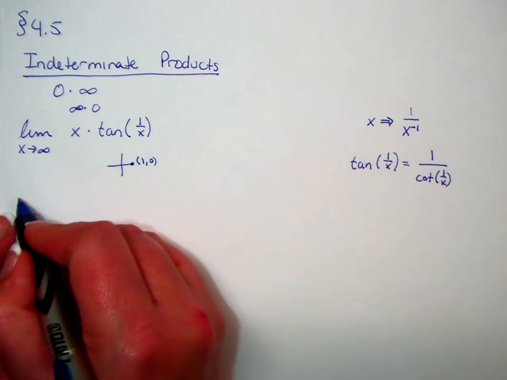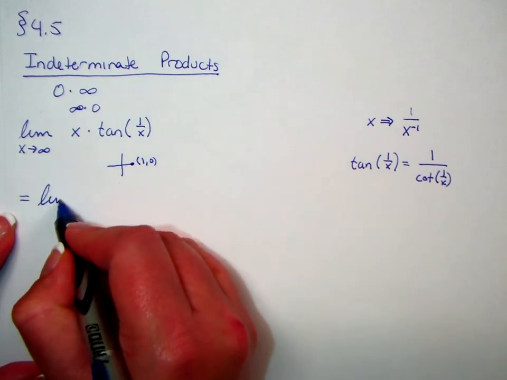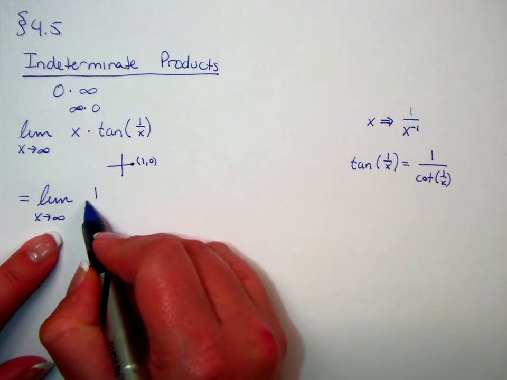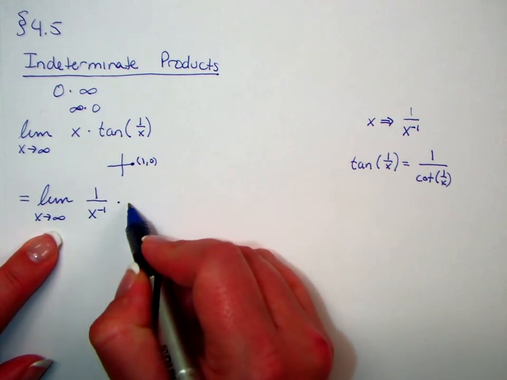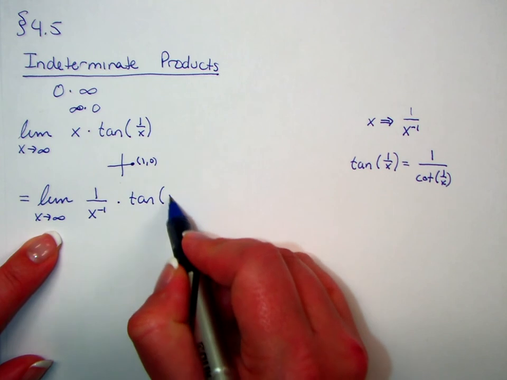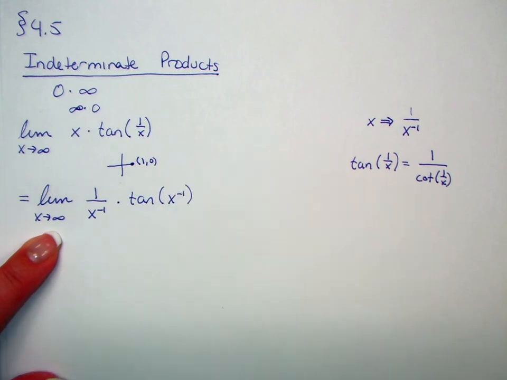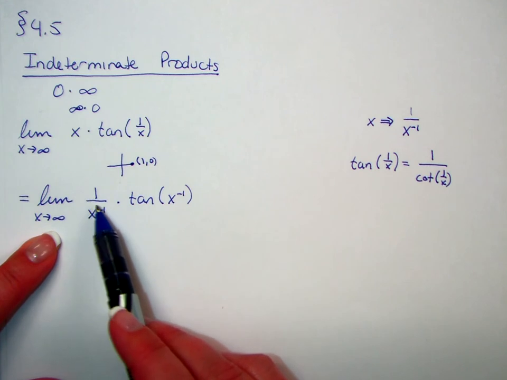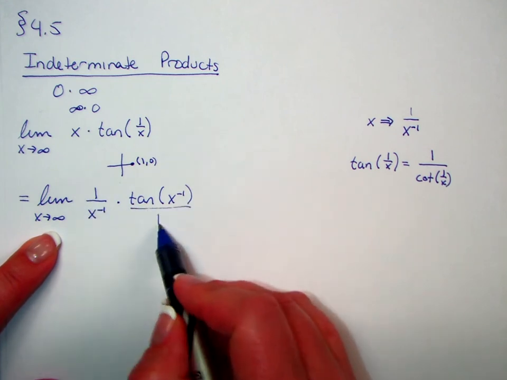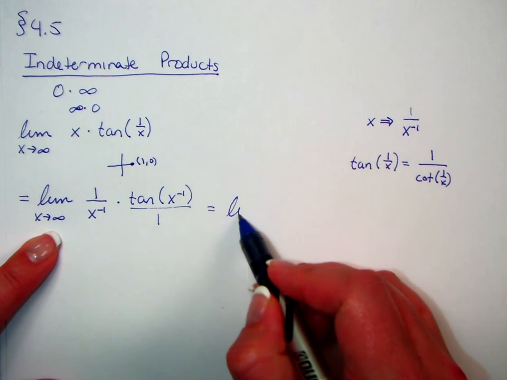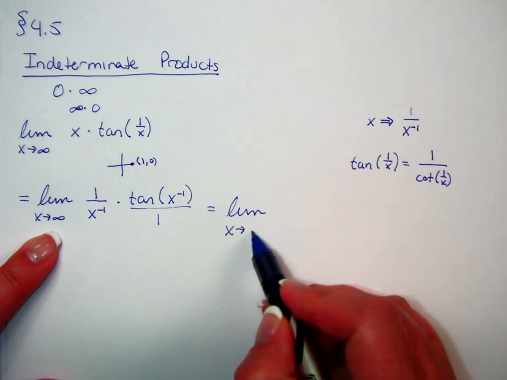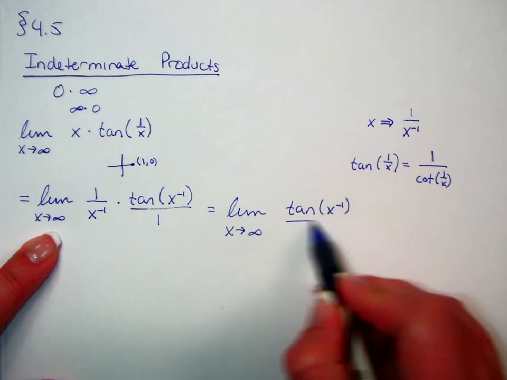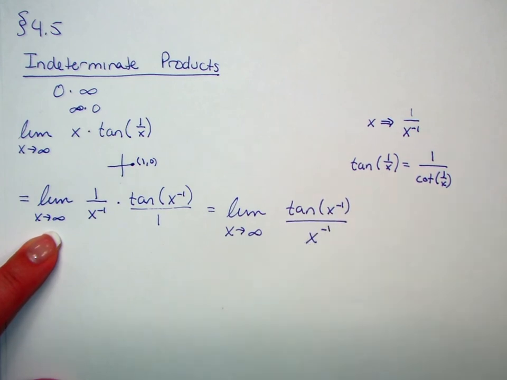Let me go ahead and show that step. All right, this is the limit as x heads to infinity of 1 over x to the negative 1 times tan. We'll go ahead and change this x to the negative 1 as well, right? So I just made that substitution. And so now I can go ahead and multiply straight across and look at the limit as x goes to infinity of tan of x to the negative 1 over x to the negative 1, right?